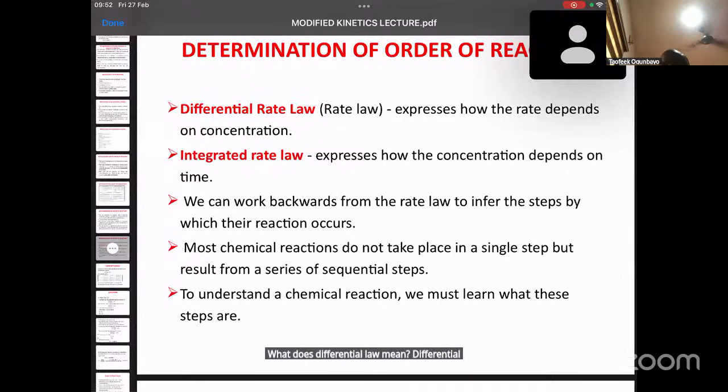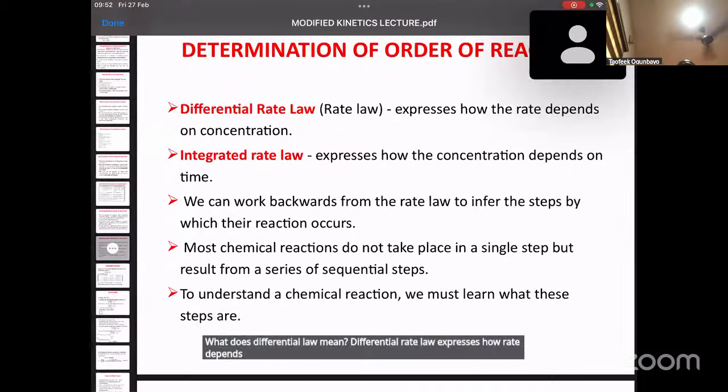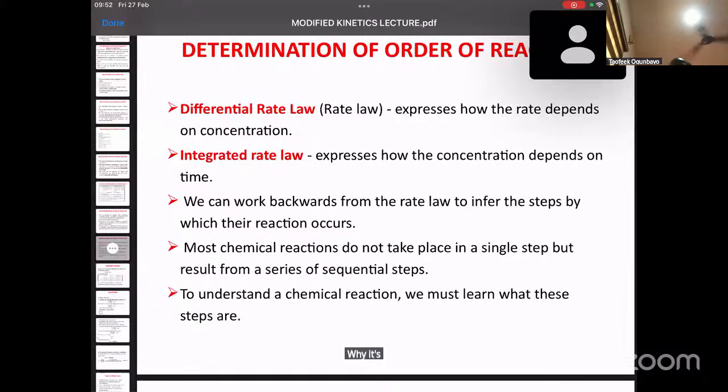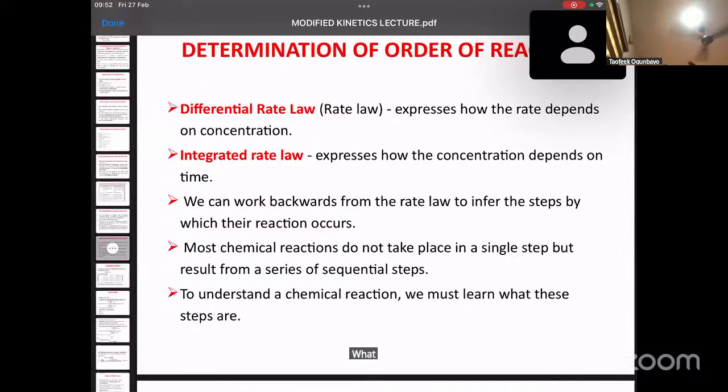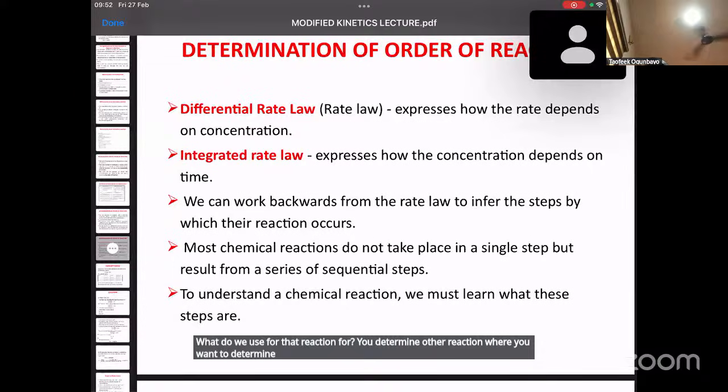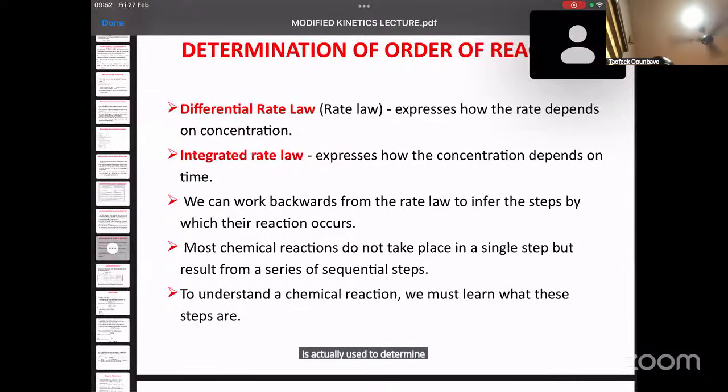Differential rate law expresses how rate depends on concentration, while integrated rate law expresses how concentration depends on time. So we can walk backward from the rate law to infer the steps by which the reaction occurs. So what do we use order of reaction for? You determine order of reaction when you want to determine the mechanism of reaction. That is beyond using it to determine the rate constant. Order of reaction is actually used to determine the mechanism of reaction.